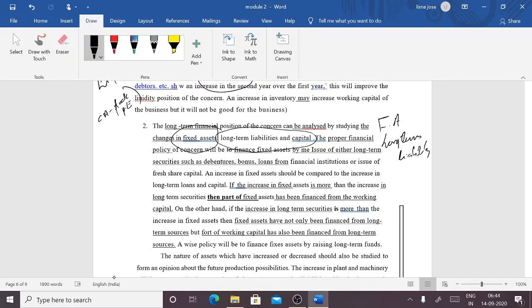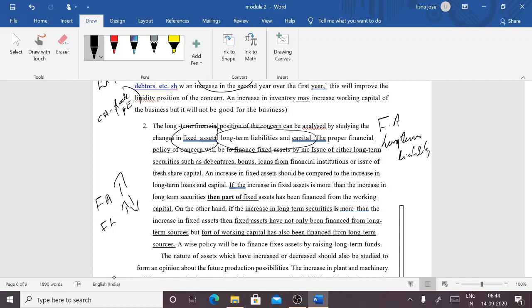So when we are analyzing the fixed asset part of a company, an increase in fixed asset should be compared to the increase in long-term loans and capital. So suppose if you are saying that okay, the position of the fixed asset is being increased, at the same time what we need to do, we should analyze the fixed liability part, whether it is being increased or it is being decreased.